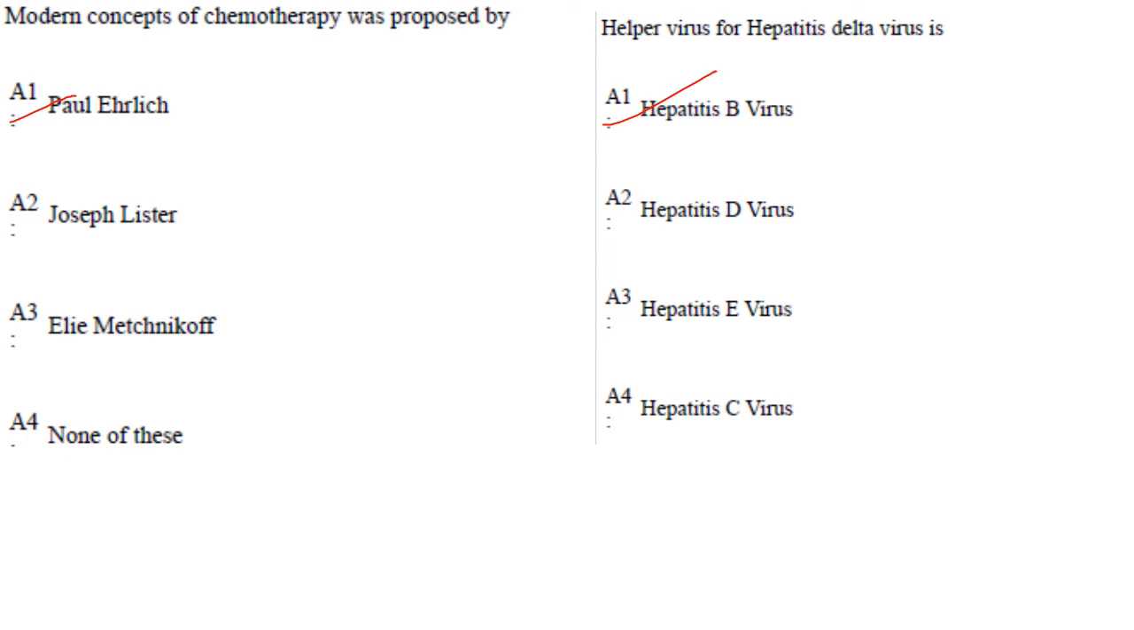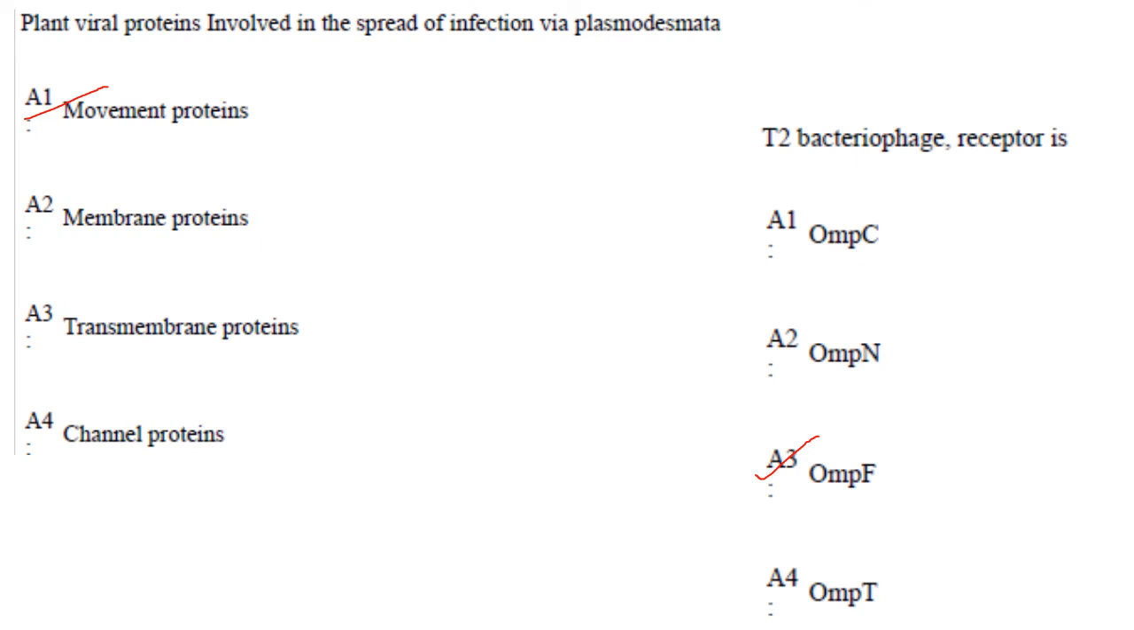Answer is option 1. Helper virus for hepatitis delta virus is hepatitis B virus. Answer is option 1. Plant viral protein involved in the spread of infection via plasmodesmata is movement protein. Movement proteins dilate the plasmodesmata opening to enable the passage of viral nucleic acids, protein complexes, or whole virions itself. So the answer is option 1.